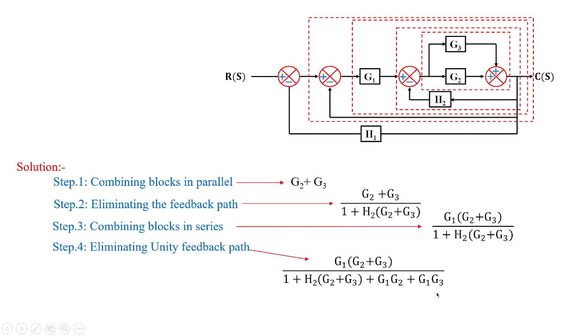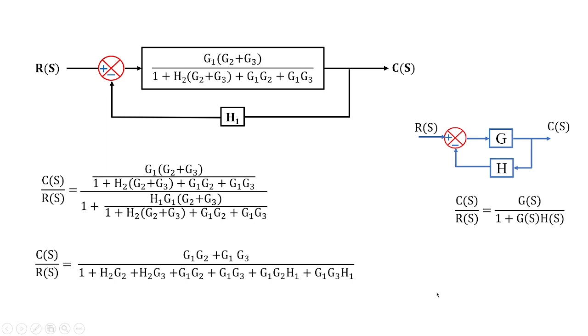Now, this value we obtained, I can directly substitute over here in the place of G, that is G(s), and H is nothing but H1. So I'm employing this formula, that is a standard formula. I'm going to get the transfer function C(s)/R(s), which is equal to (G1G2 plus G1G3) whole divided by 1 plus H2G2 plus H2G3 plus G1G2 plus G1G3 plus G1G2H1 plus G1G3H1.